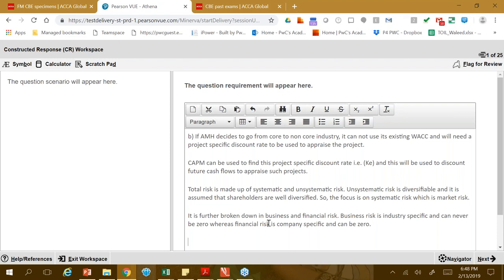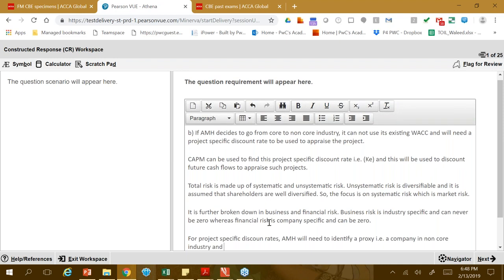Then, for project specific discount rates, AMH will need to identify a proxy, i.e. a company in non-core industry, and take their beta equity, which has business and financial risk in it.